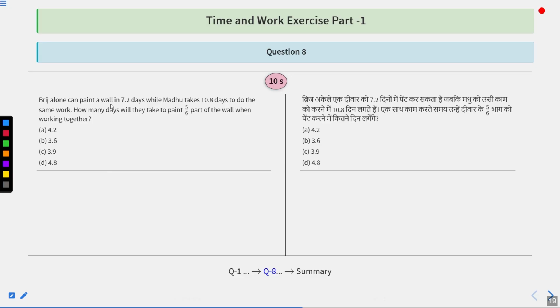Brij alone can paint a wall in 7.2 days while Madhu takes 10.8 days to do the same work. How many days will they take to paint 5/6 part of the wall when working together? 4.2, 3.6, 3.9 or 4.8? These are the 4 options.